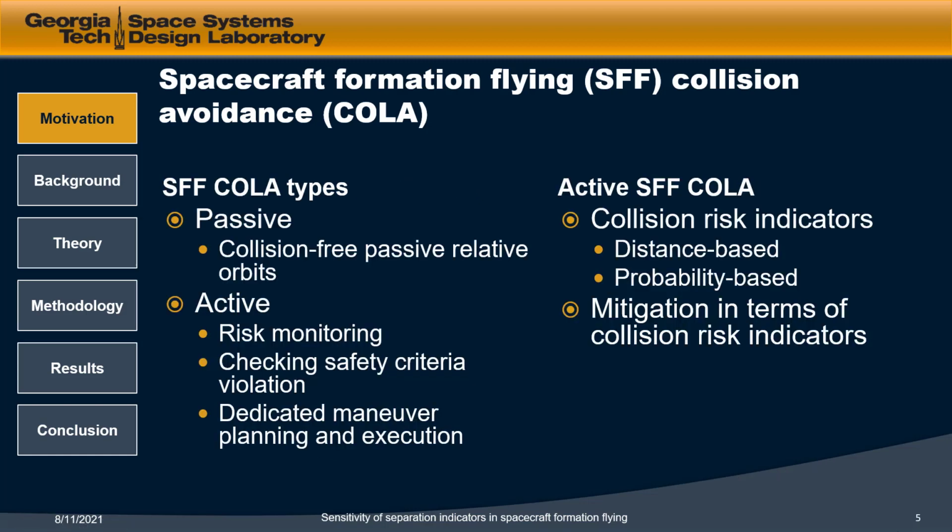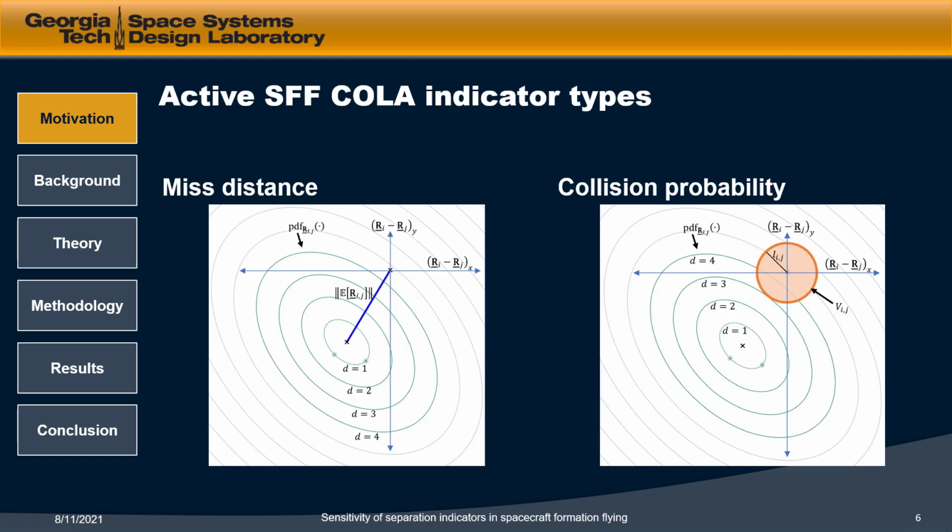Work in collision avoidance in formation flight can be broadly categorized into passive and active schemes. Passive schemes focus on the design of passively safe relative orbits, with maneuvers only indirectly addressing collision risk. Active schemes focus on monitoring collision risk, checking safety criteria violation, and, where needed, planning and execution of dedicated collision avoidance maneuvers. This work focuses on active collision avoidance methods, which are characterized by their collision risk indicators.